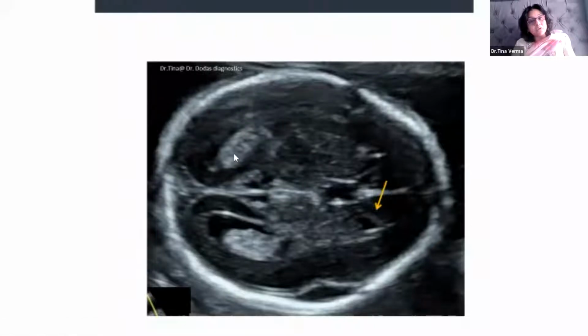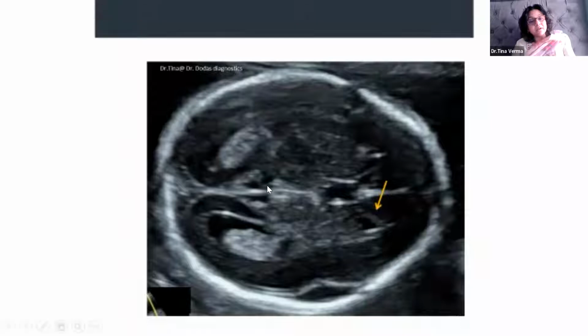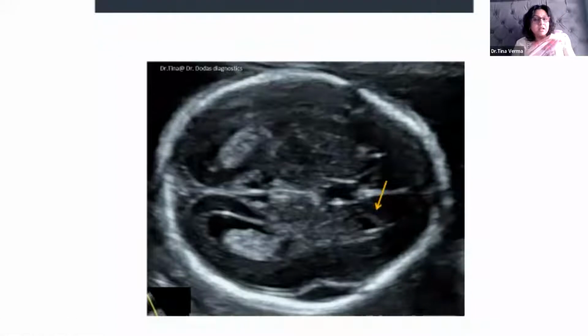Locate the parieto-occipital fissure here. This is the parieto-occipital fissure, like a shallow groove here, more prominent at 20 to 22 weeks. Locate it and then try to measure the ventricle at this level. The margins will be from in to in, like this, till here, we are going to measure the lateral ventricle. And then if it is more than 10 mm, probably we are dealing with mild ventriculomegaly, and it ranges up from mild to moderate to severe ventriculomegaly.